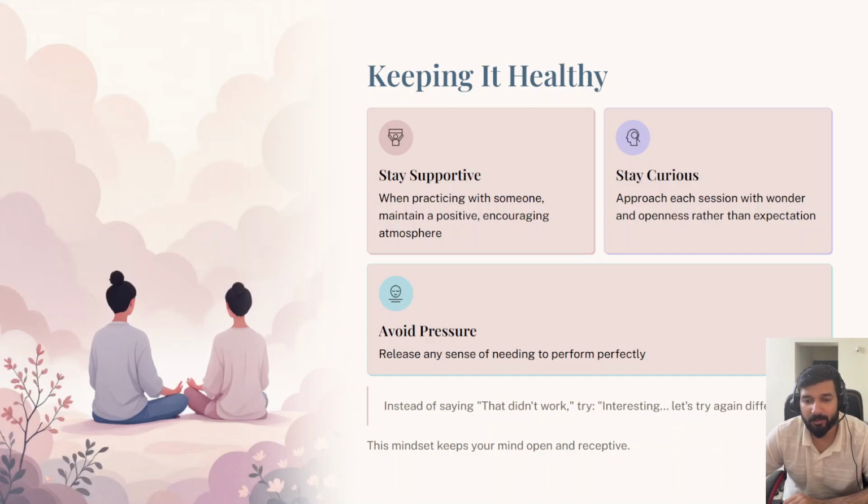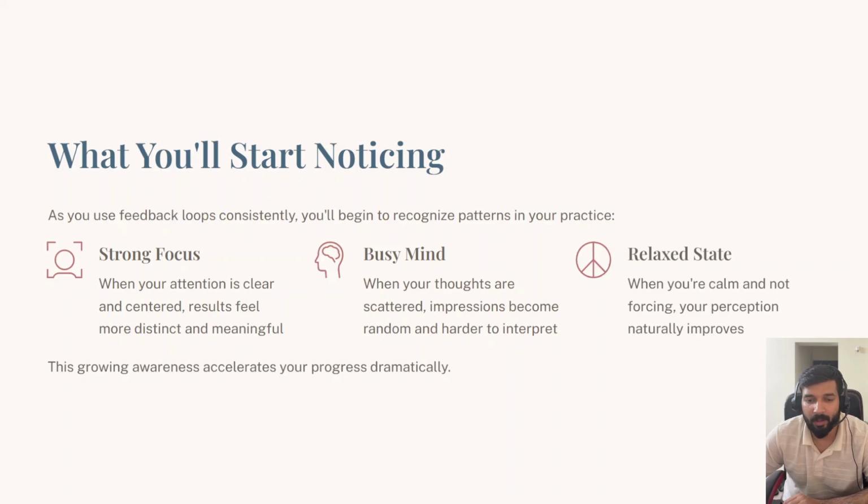Next is what you'll start noticing. As you use feedback loops consistently, you will begin to see patterns like when your focus is strong, results feel clearer. When your mind is busy, impressions become random. When you are relaxed, perception improves, and this awareness accelerates your progress.